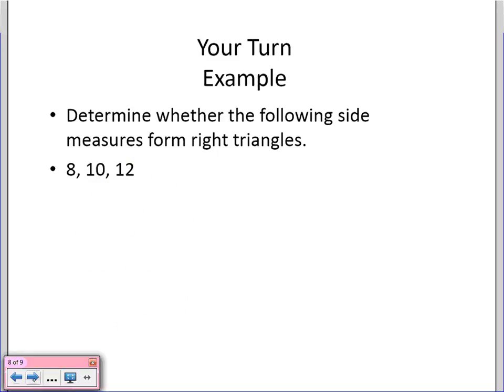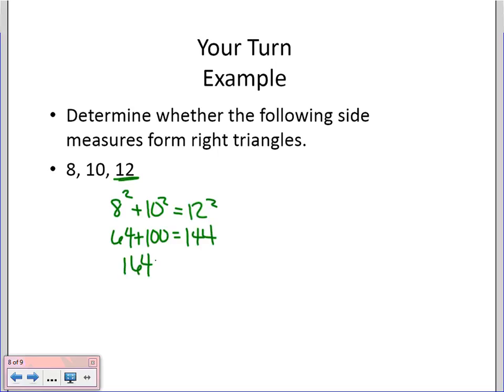Okay, here's your turn example. I want you to try this one and replay me when you're ready for the answer. So this is 8 squared plus 10 squared equals 12 squared. Remember, you have the biggest number as the hypotenuse. 64 plus 100 equals 144. And when you add up, we get 164 equals 144. Okay, but those do not equal. So these three sides do not make a right triangle.